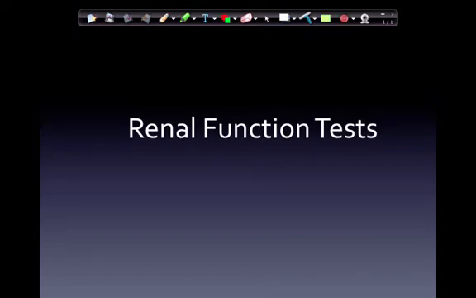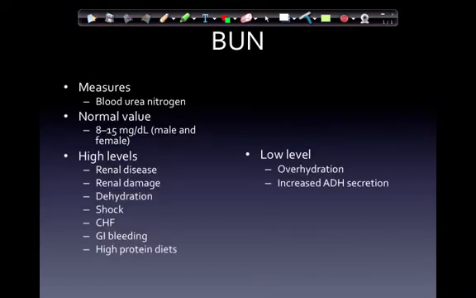Renal function test. BUN measures the blood urea nitrogen level of the blood. Normal value for a BUN is 8 to 15 milligrams per deciliter, both male and female. Since this is eliminated by your kidneys, without elimination you'll have an increased blood level of it. High levels: renal disease, renal damage, dehydration, shock, and shock that would cause renal disease, CHF, for congestive heart failure, GI bleeding, or high protein diets. Low levels: overhydration, or increased ADH, antidiuretic hormone, secretion.